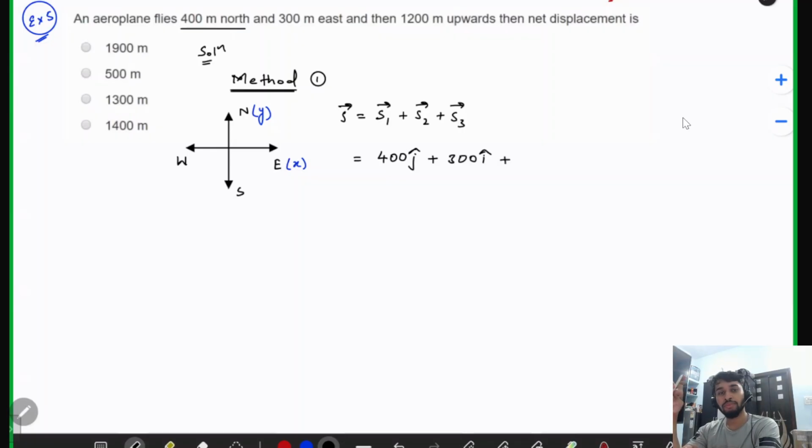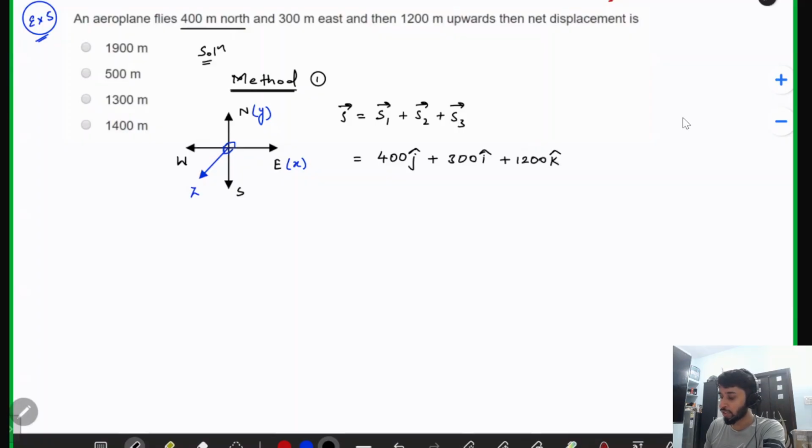Plus S3 bar. S3 bar, it is 1200 meter upward. So upward is like z axis. If I take an axis perpendicular to the plane, this will become the z axis. All these are mutually perpendicular axes. Z axis is like out of the plane. Fine. So vertically up is along z axis, so you can take that as 1200 k cap.